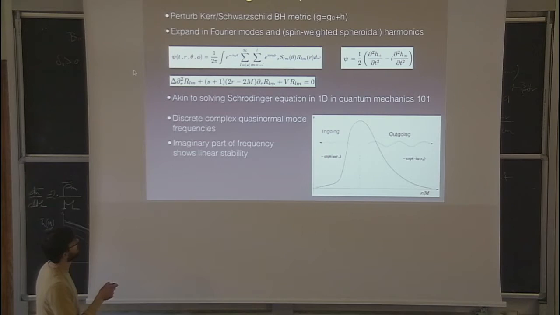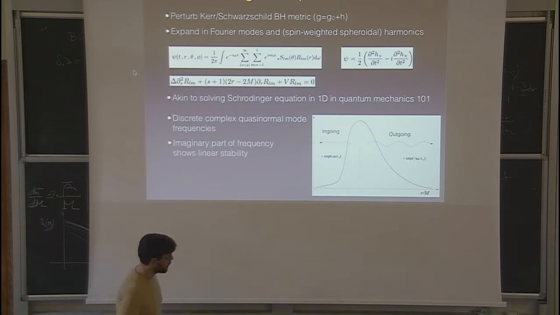So at the end of the day, you can have a spectral decomposition of your perturbations, be they scalar, vector, or tensor, in terms of a radial function, a radial eigenfunction, I should say, that satisfies a second-order ordinary differential equation. So there is no more dependence on the angle here. And this, again, looks like the Schrödinger equation.